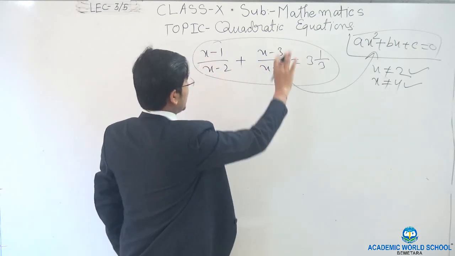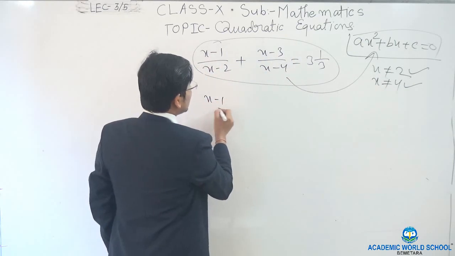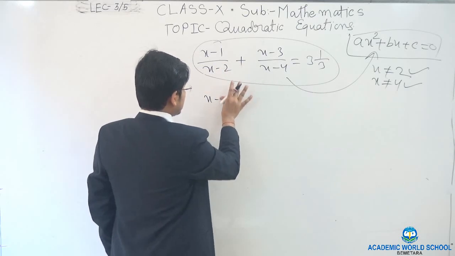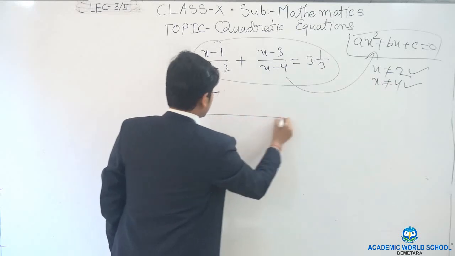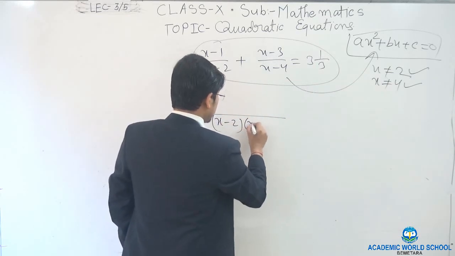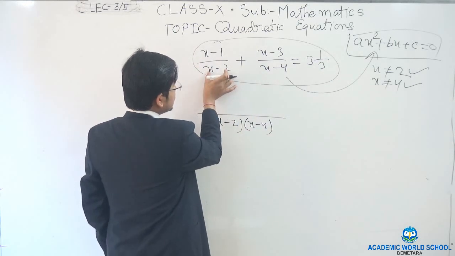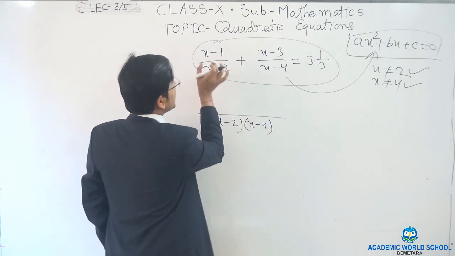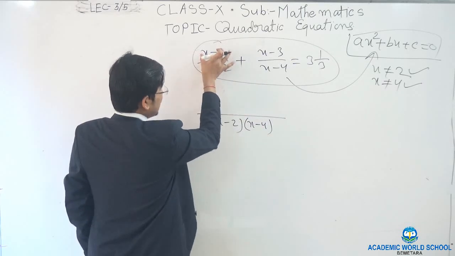So now we are going to solve this. This is x minus 1. We are going to take the LCM first. The LCM will be (x minus 2) into (x minus 4). LCM divided by x minus 2 gives x minus 4, and it is multiplied with x minus 1. So this is (x minus 1) into (x minus 4).